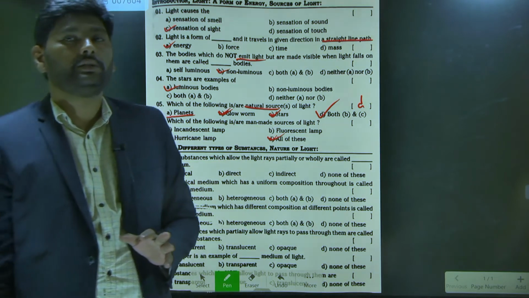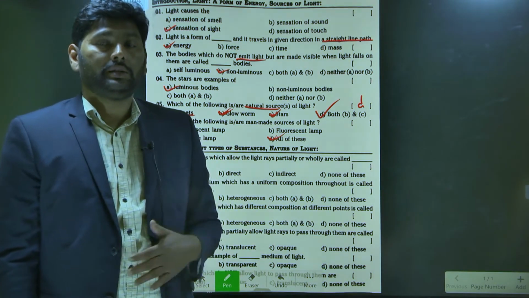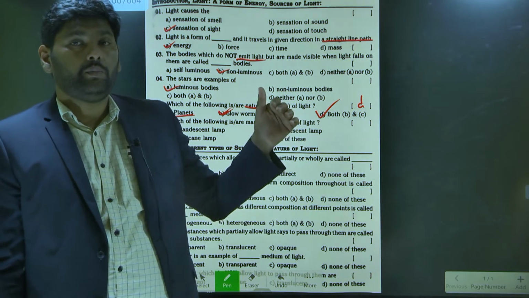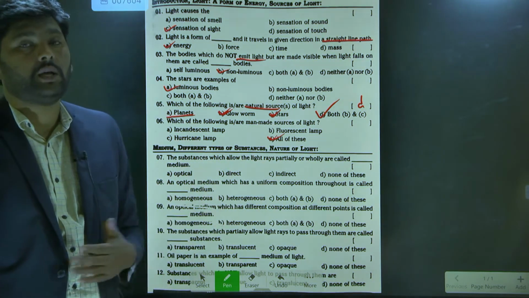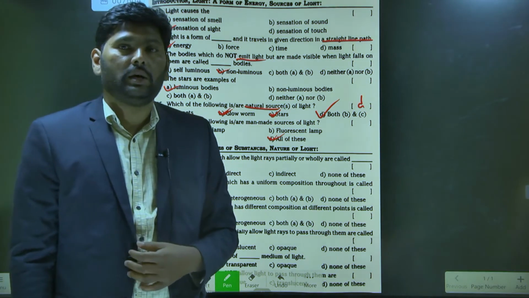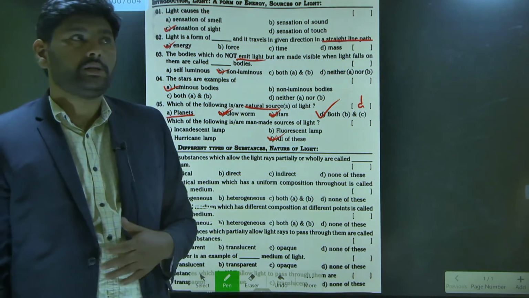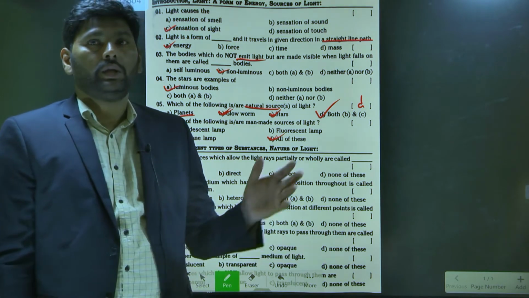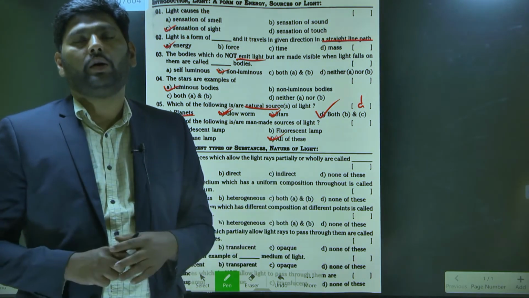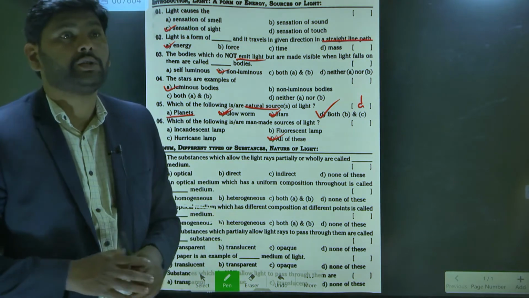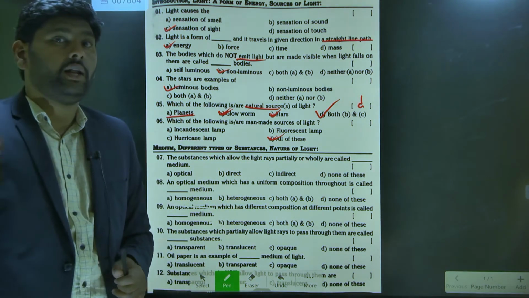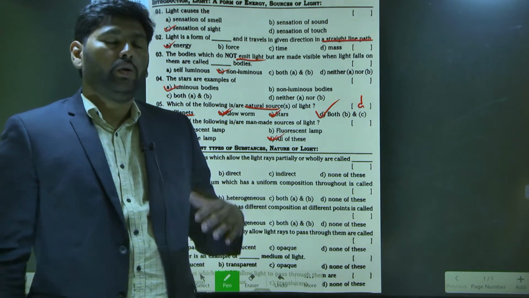Opaque object means the object cannot pass light through it. So the mediums are called opaque mediums. Examples: benches, walls, blackboards. In our surroundings many opaque objects are there. The opaque object will form shadows when light falls on them. So that is about opaque objects.